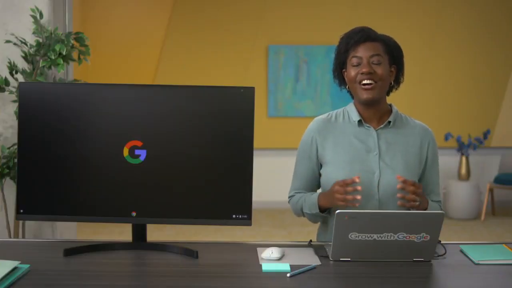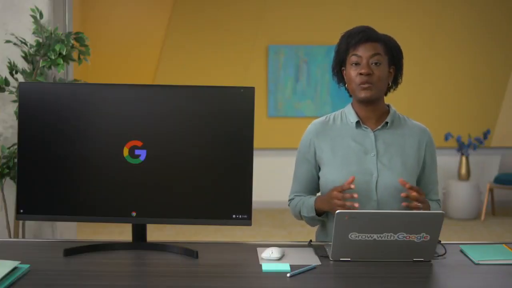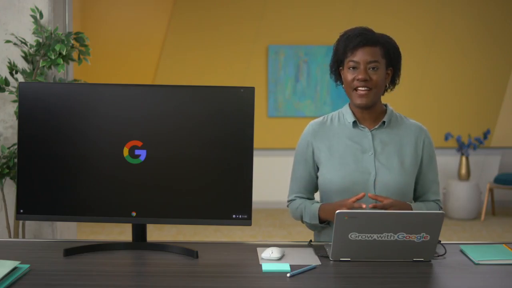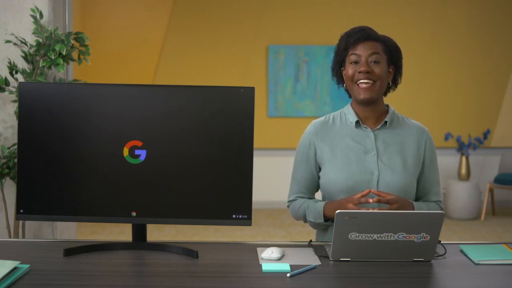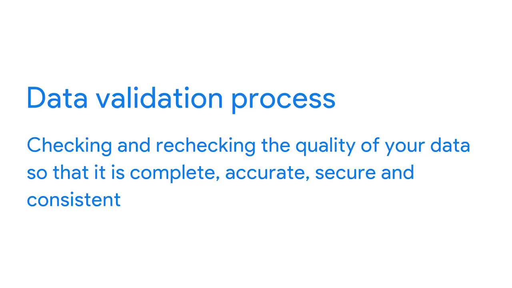Hi again. Earlier we covered data validation, a spreadsheet function that adds drop-down lists to cells. Using data validation lets you control what can and can't be entered into your worksheet. One of its uses is protecting structured data and formulas in your spreadsheets. But as useful as it is, the data validation function is just one part of a larger data validation process. This process involves checking and rechecking the quality of your data so that it is complete, accurate, secure, and consistent.